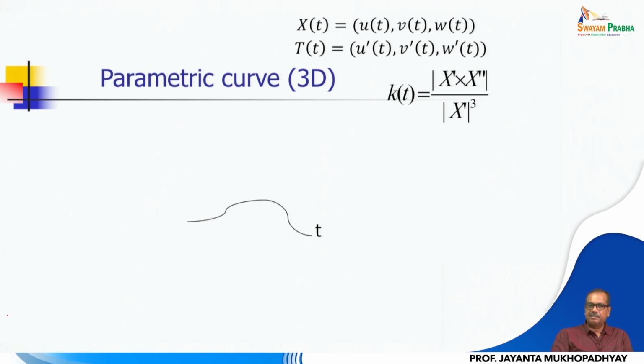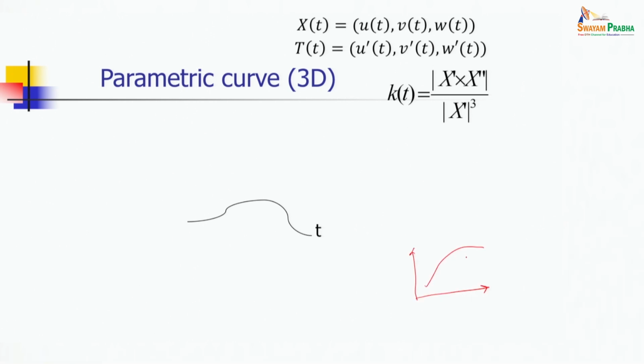Because when we consider a parametric curve in 3D, how do you define the normal of the curve? In 2D, the normal is well defined. If you have a curve in a two-dimensional coordinate system, then if you consider a tangent, the perpendicular to that tangent will give you the normal. In fact, the reciprocal of the curvature at that point will give you the radius of the circle which will be just touching this tangent. So that is also called the radius of curvature.